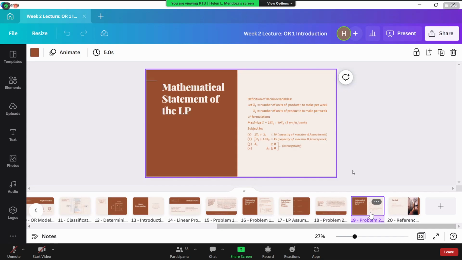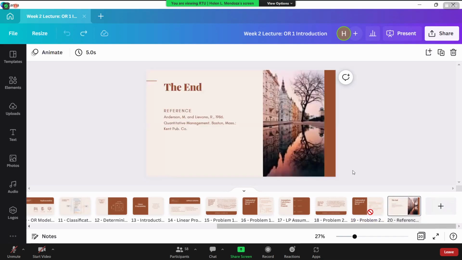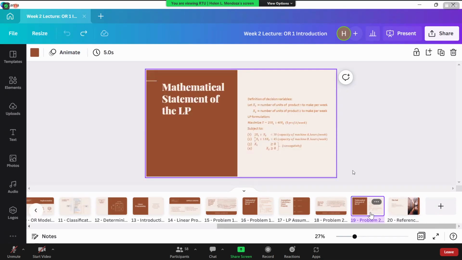Wala ba siyang annotation? Paano ko i-correct? Yan, napunta na doon. So, dapat ito ay 25x plus 40y kasi natabunan na.